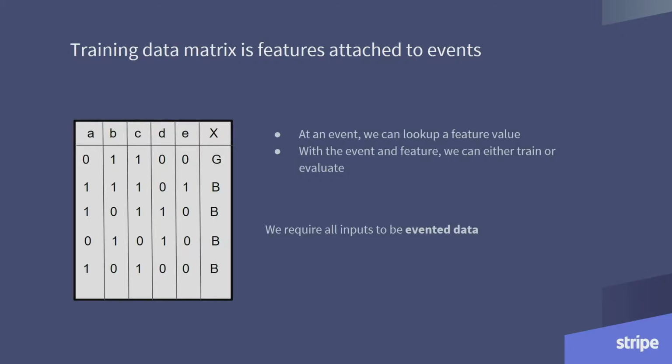So basically, then the training data becomes features attached to events. On an event, we can look up the feature value, and that's how we do everything. One of the important things here is that this requires all of our inputs to be evented data, something that's logged, immutable, doesn't change, and has a timestamp.